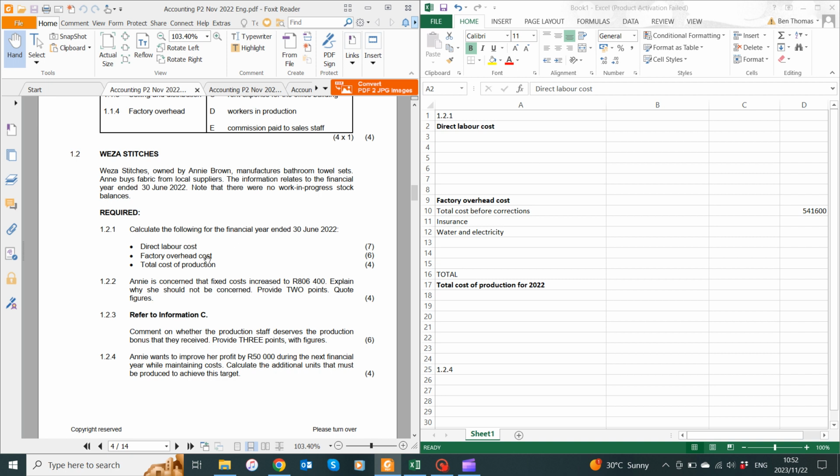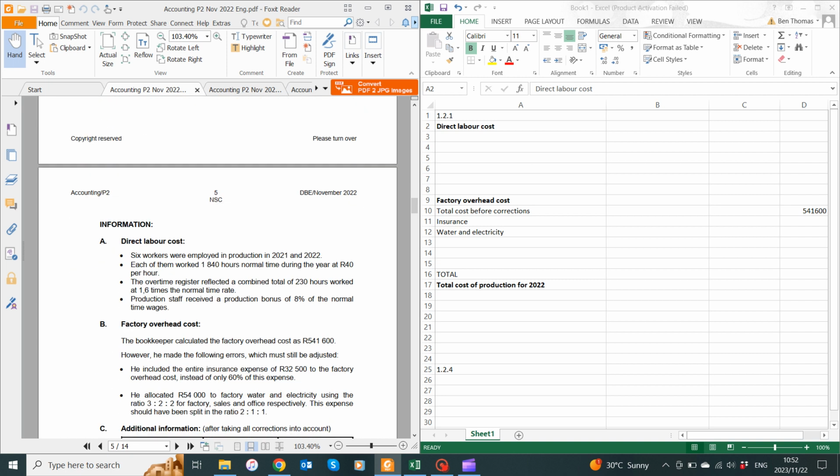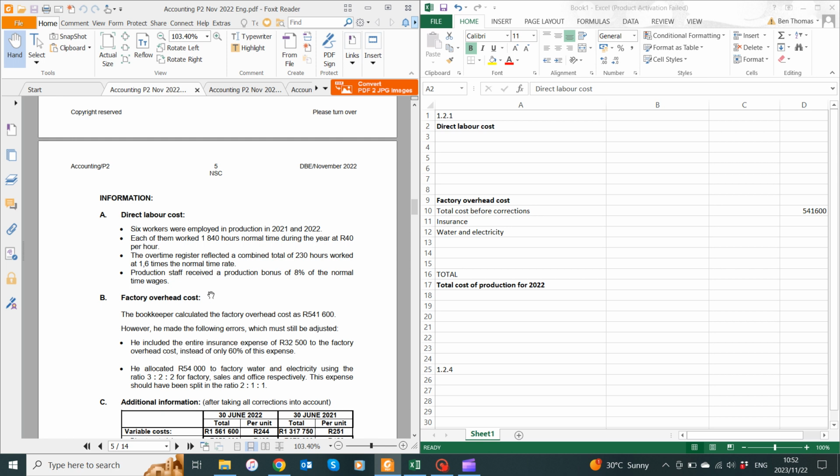We're going to start with the direct labor cost. In the information given, they say 6 workers were employed in production in 2021 and 2022. Each of them worked 1,840 hours normal time during the year at 40 Rand per hour. The overtime register reflected a combined total of 230 hours worked at 1.6 times the normal time rate. Production staff received a production bonus of 8% of the normal time wages. So we need to calculate what all of this is for our direct labor cost.